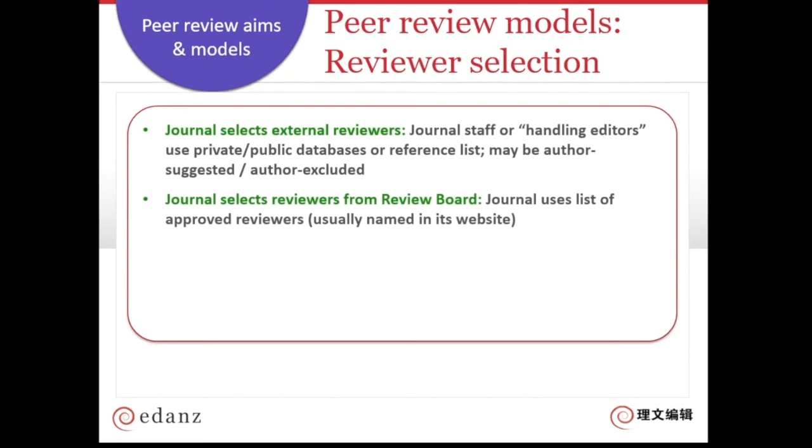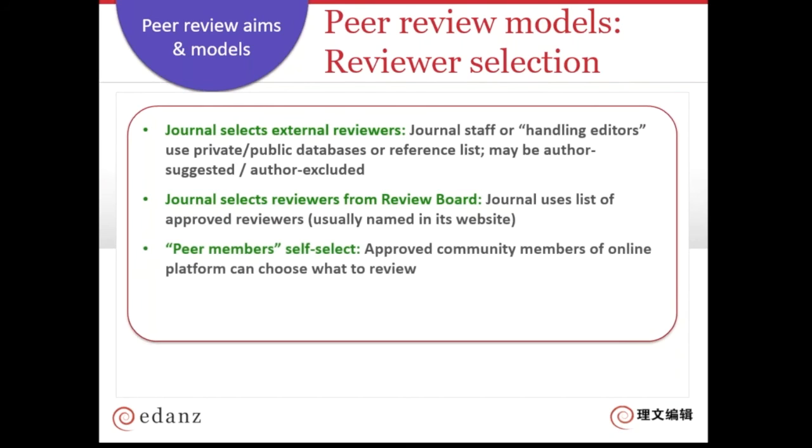The journal may select from a list of reviewers from an approved review board, or a platform where people upload their articles might have members in a community, and they will peer review each other's papers as long as they don't have any relationship with the author or the research. So they self-select and they look at what they want to review.